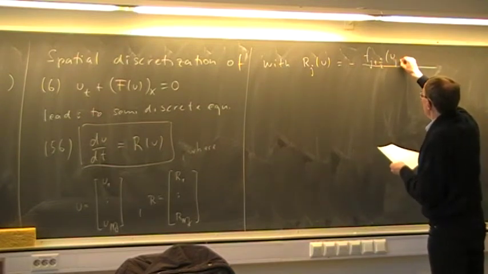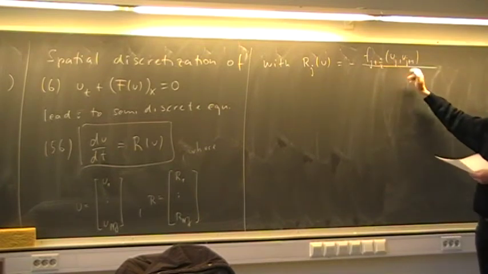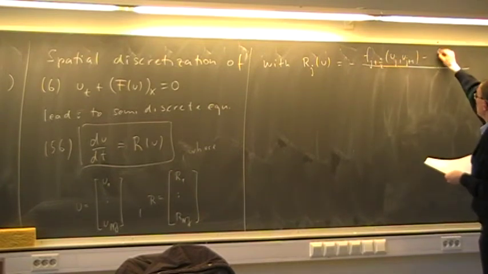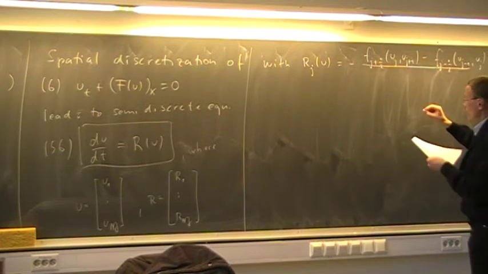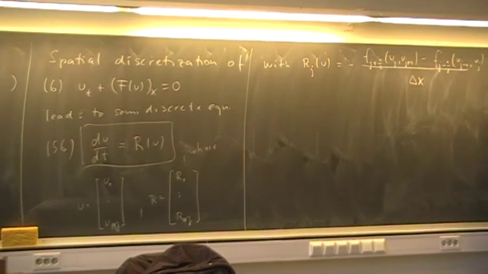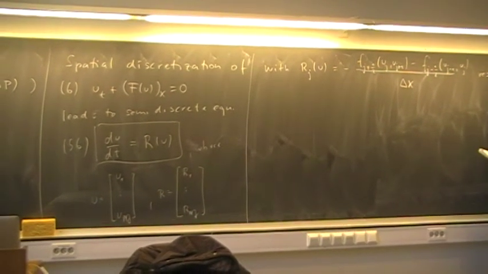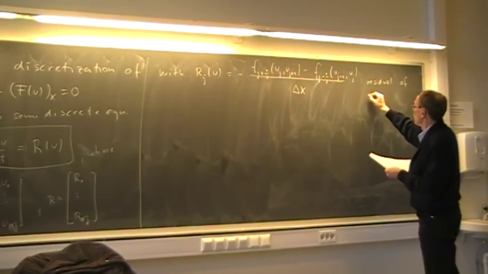You would then have here the uj and the uj plus 1. For the MUSCL, you would have here the extrapolated values, minus the flux at j minus 1/2. That has the arguments uj minus 1 and uj, divided by delta x. So that would be then our residual. That would be the residual of a first order TVD method.